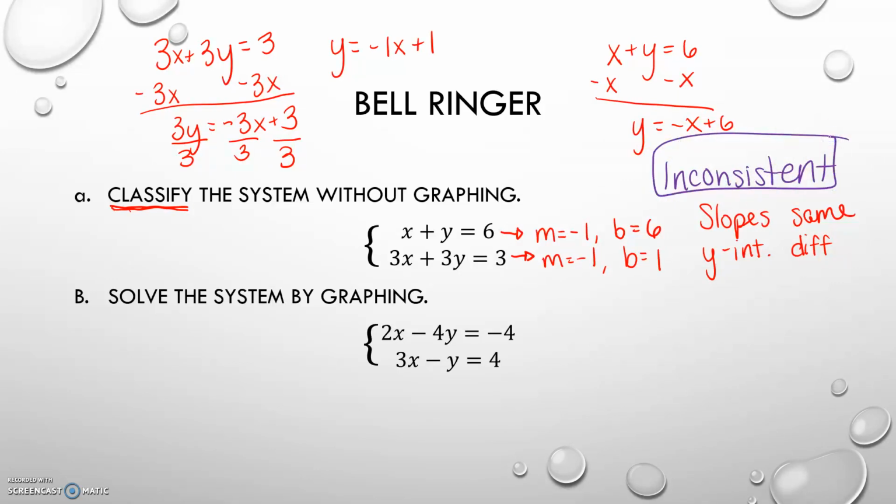All right, for this next one, both of the equations are already in standard form, so I'm going to go ahead and find the x and y intercepts. So x would equal negative 2, y would equal 1. Down here we'd have x would equal 4/3, and y would equal negative 4.